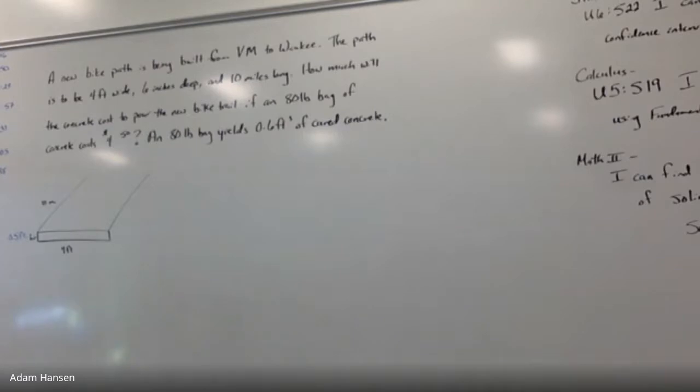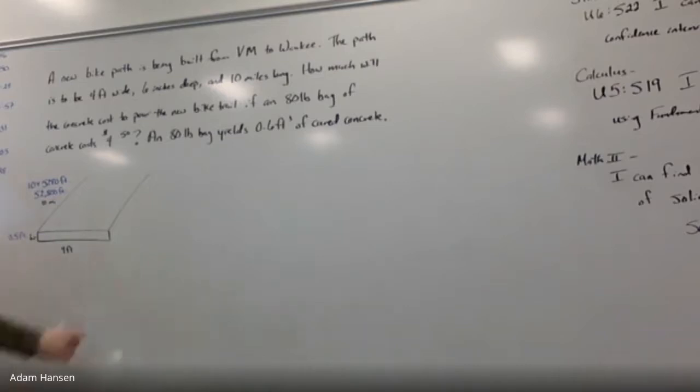5,280 feet per mile. So just multiply it by 10, right? 10 times 5,280. Every mile has 5,280 feet. I have 5,280 feet 10 times in total for the entire length of the bike path as it's leading towards Waukee. So that's 52,800 feet.